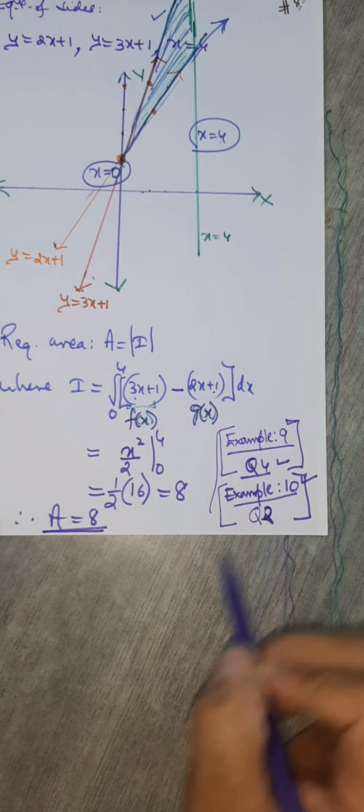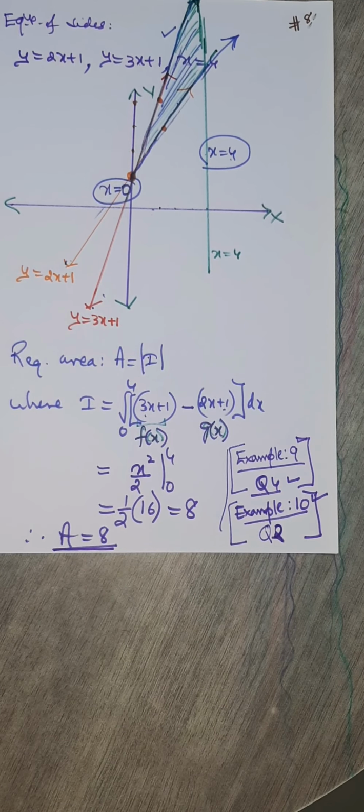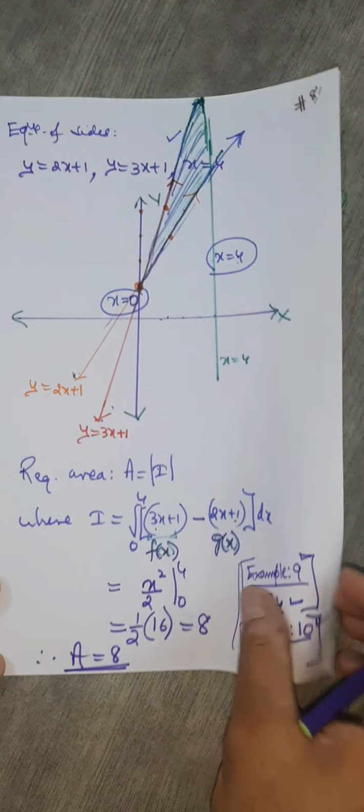Example number 9 is a copy of question number 4. All are important examples. That's why I'm telling you. Fine. Okay. Now let's go to question number 6 and 7. These are just MCQs. Okay, so let's do that.